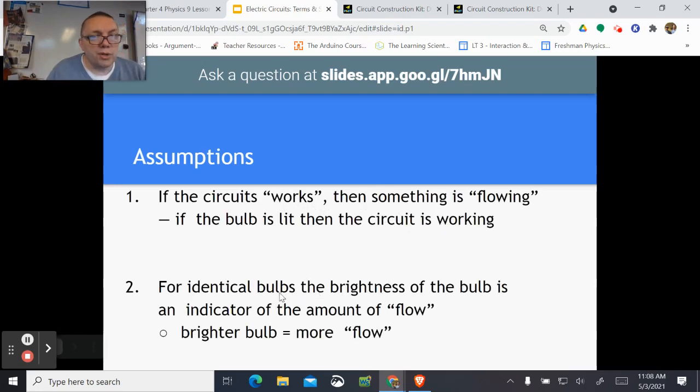Another assumption: if we have multiple bulbs that are all identical, identically made light bulbs, then the brightness is an indication of the amount of flow. So if we have two identical bulbs and one's brighter than the other, the one that's brighter has more flow. If we have two bulbs that are made differently and they have different brightnesses, then there might be other things at play, and we can't say that the brighter one has more flow. There might be other things going on.